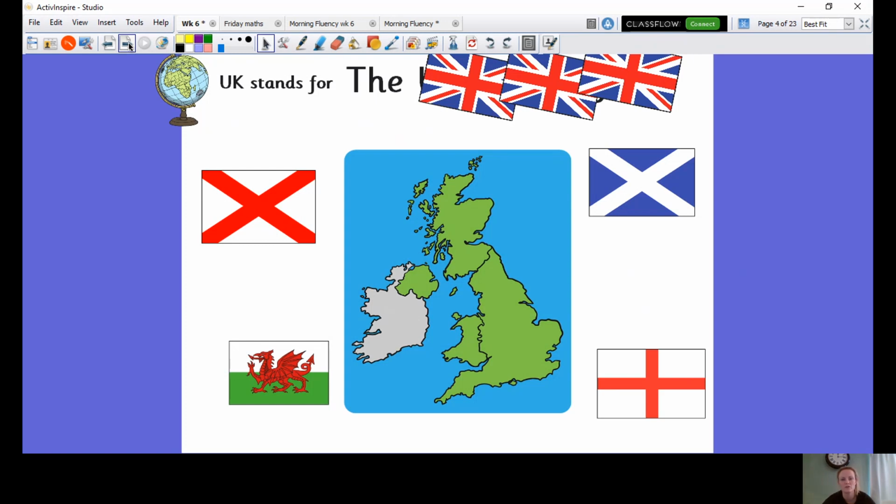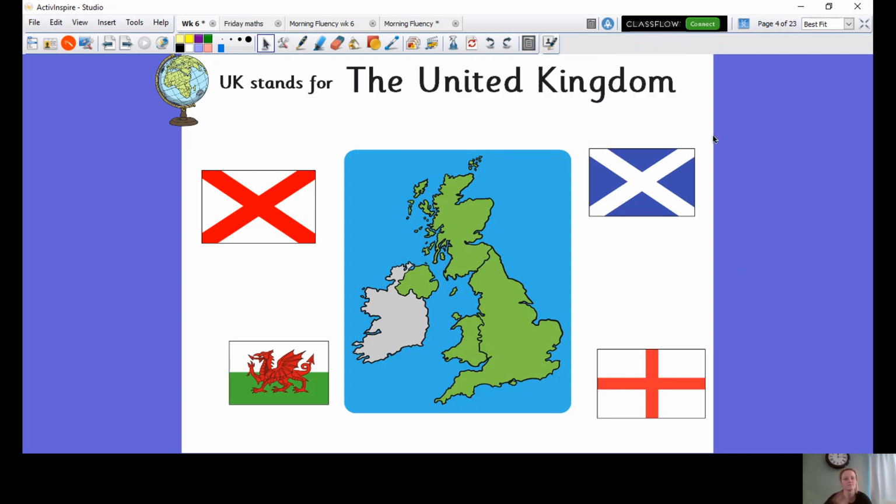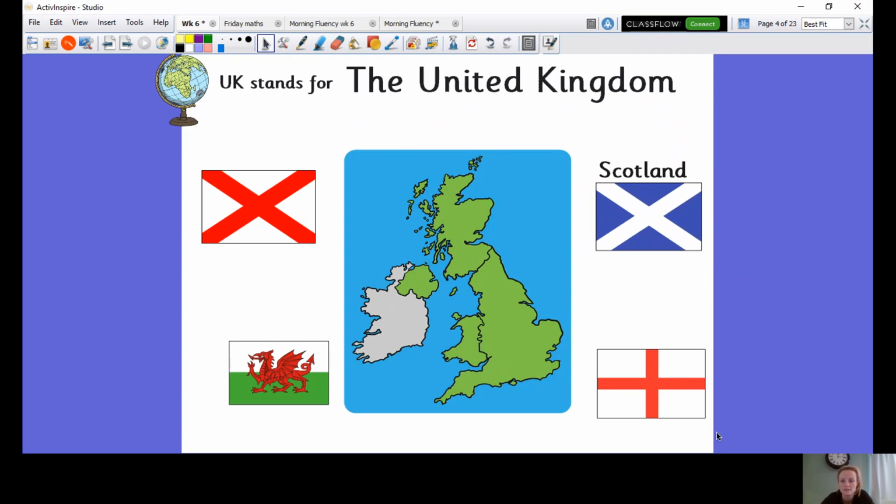So the UK stands for, you remember? The United Kingdom. Okay, and then in the United Kingdom, we have learned about 4 different countries. Now, do you remember who this flag was for? Okay, it was Scotland. Well done if you got that.